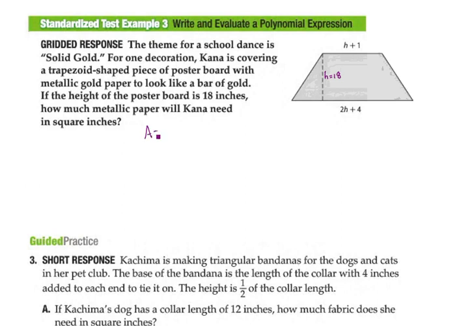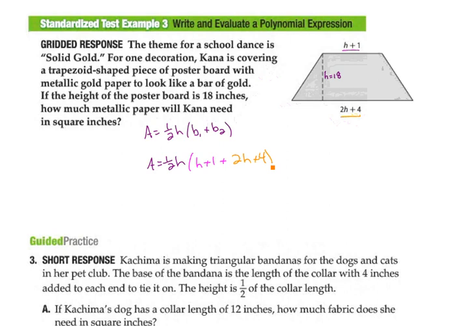So first off, we have to figure out what the area is for a trapezoid. So going back to our geometry years, we know the area is 1/2 height times base 1 plus base 2. Okay, well, without knowing that height just yet, this is what we have. So we have area equals 1/2 height. This is going to be our base 1. This is going to be our base 2. So base 1 is h plus 1. And then we are adding that to base 2, which is 2h plus 4.